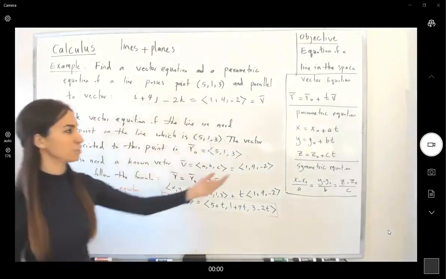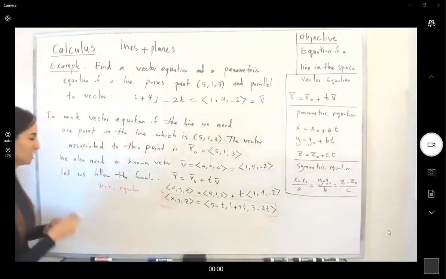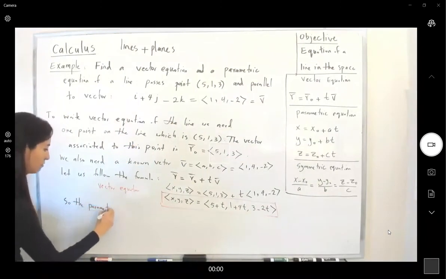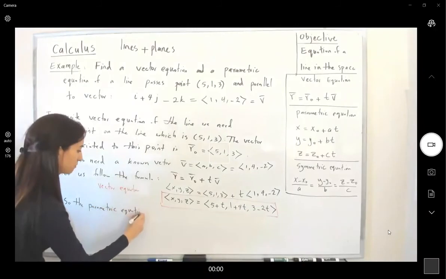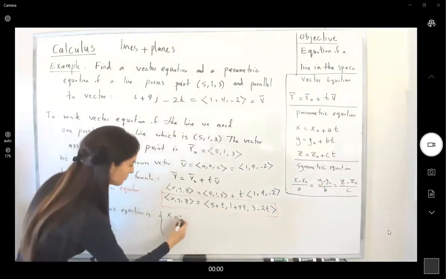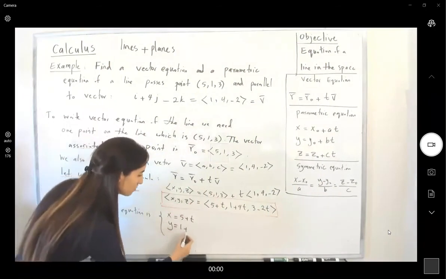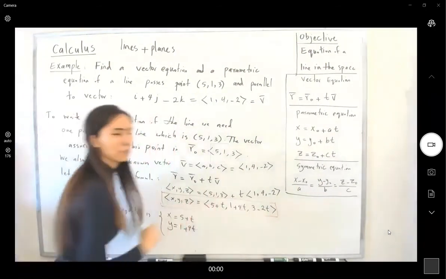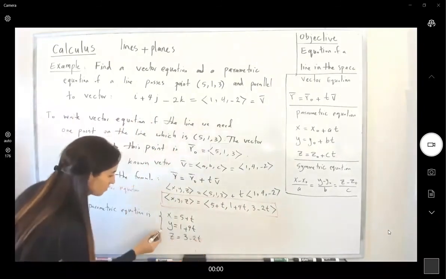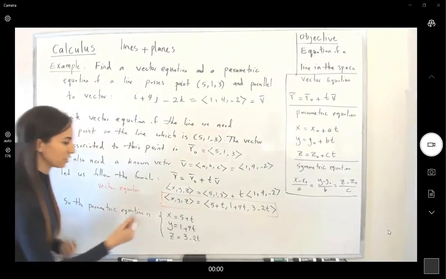After writing the vector equation, the parametric equation is super easy. The parametric equation is x equals 5 plus t, y equals 1 plus 4t, and z equals 3 minus 2t. This is a parametric equation.